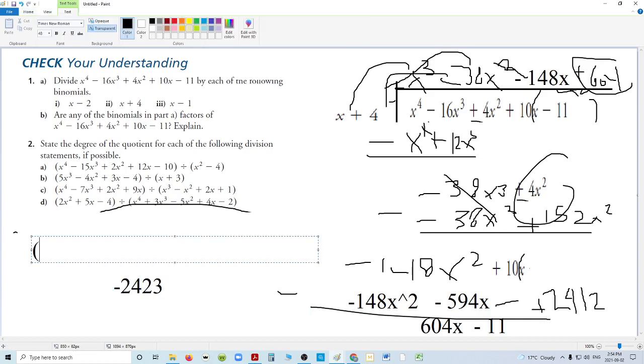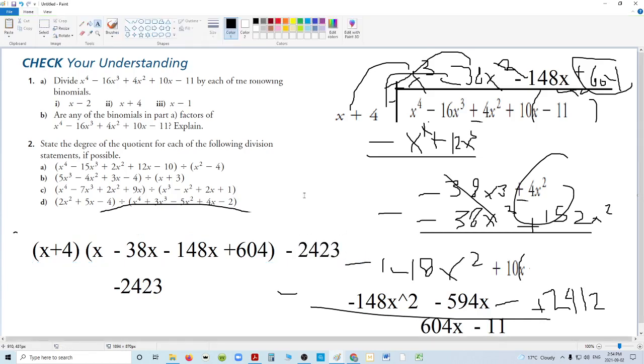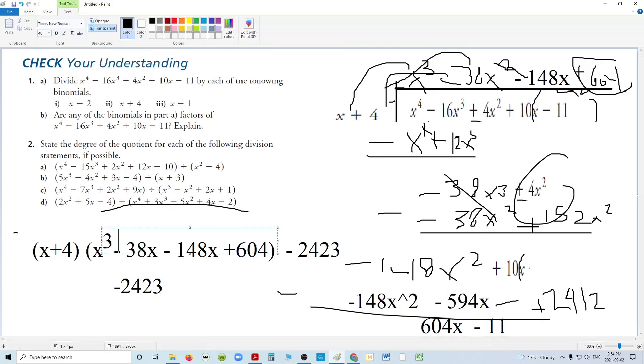So the factors are x plus 4, and then I'm left with x cubed, and I'm looking at the quotient at the top, 38x squared minus 148x plus 604. And then if I close the brackets, I can just put the remainder out there. That's assuming I got my remainder right. And then don't forget that this is a cube and this is a square.